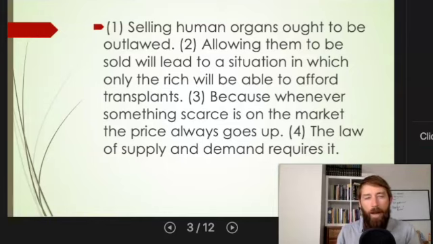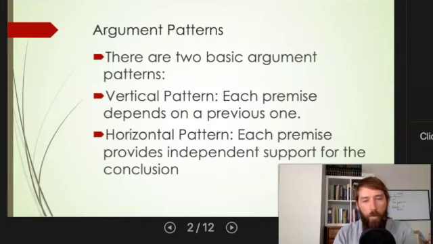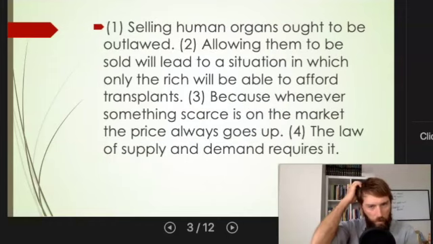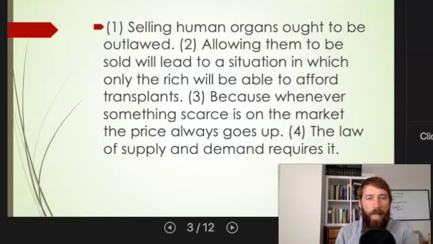Now, we have to think about how these premises are related to one another. Do the premises depend on one another? Or do the premises support the conclusion all by themselves? So one way to think about this, we can tell the difference between the vertical pattern and the horizontal pattern based on the answer to this question, whether or not the premises depend on each other or on a previous premise, or whether each premise provides independent support for the conclusion. So that's the first question we have to ask ourselves: do these premises depend on one another, or does each premise support the conclusion on its own?